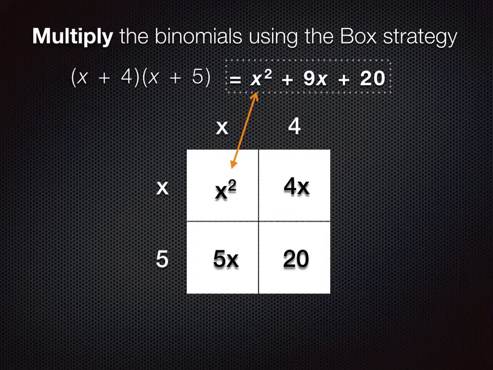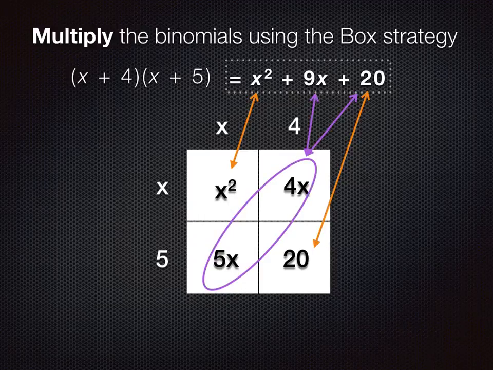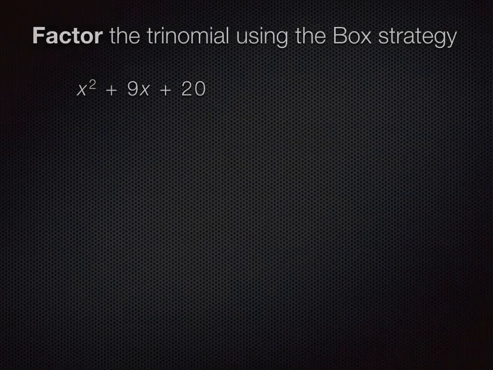to the cells in your box. The x squared, notice, will be found in the first term of your trinomial, in the top left spot of your box. The constant term, or the third term, is in the bottom right cell of your box. And the 5x and the 4x, they add together to equal the middle term. And the 5 and the 4, the coefficients, multiply together to equal the 20. So we want to remember that setup. We'll use this structure to help us factor the same trinomial.